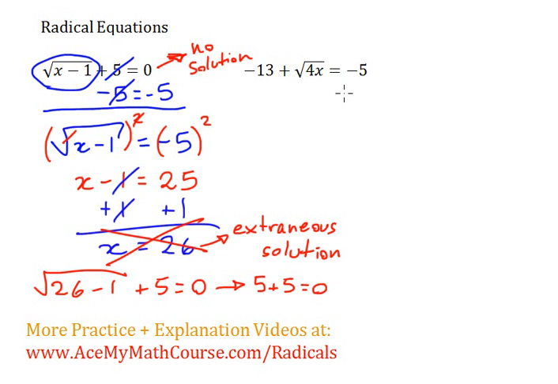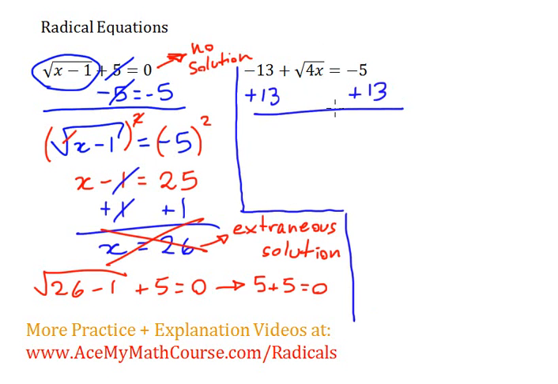All right, now, well, I didn't give myself too much room for the second equation, but that's okay. Again, I want to isolate this element here, the one with the square root. How can I do that? Well, just add 13 to both sides of the equation. Negative 13 plus 13 is 0. So I bring this down, and the square root of 4x equals negative 5 plus 13, positive 8.